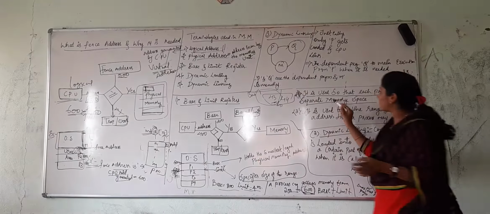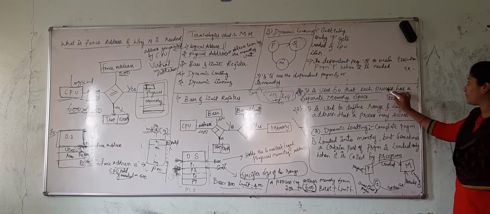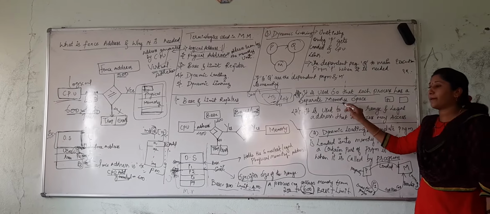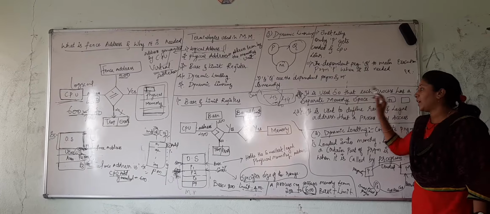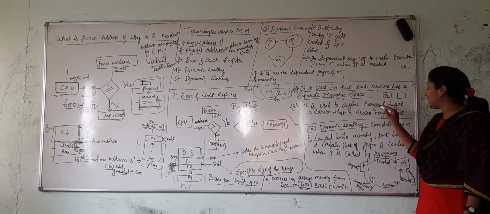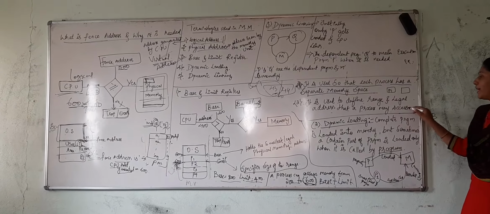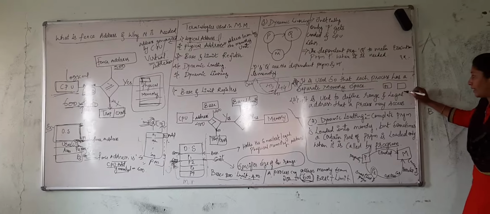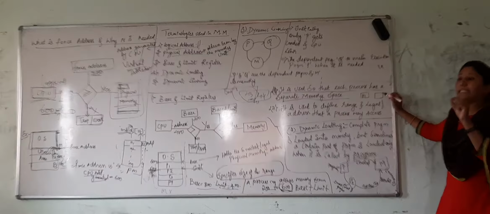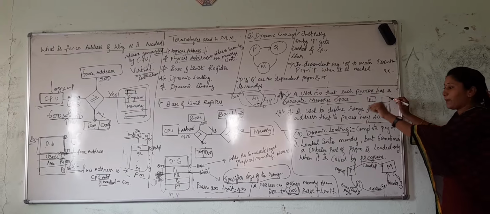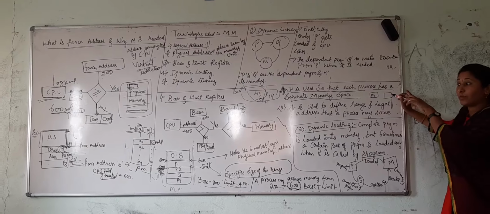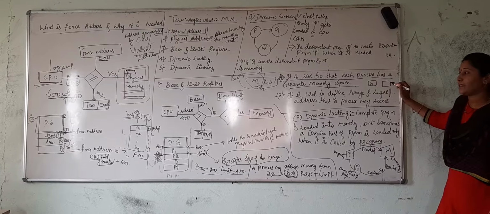Okay, that is what this means. It is used so that each process has a separate memory space. Fine. And next, it is used to define the range of legal addresses that a process may access. I told you the meaning. Each and every process should have a legal value. The value which is present should match with the CPU and the base and limit address.